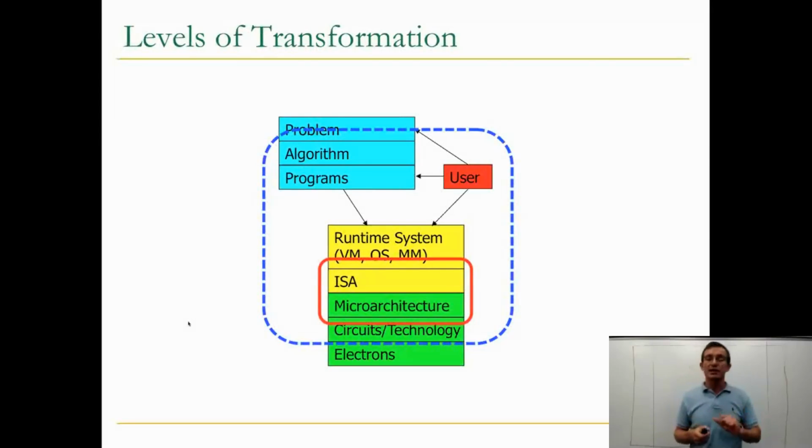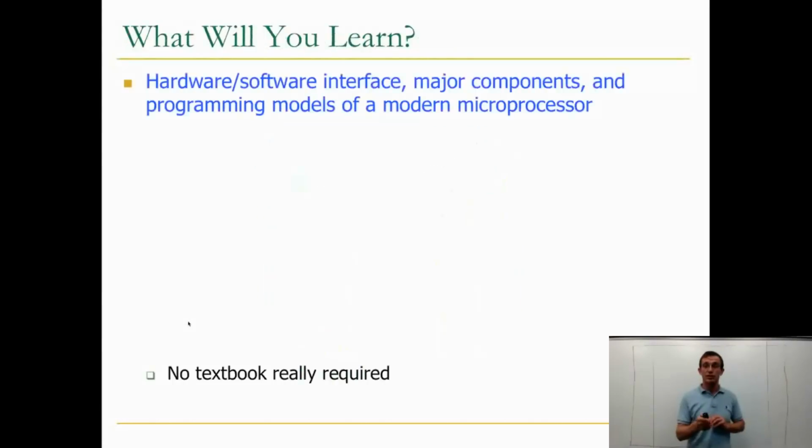And one of the lectures that I will strongly recommend you to watch as background material, the first lecture of 18-447, the undergraduate computer architecture course, delves into the hardware-software interface and why computer architecture is important for both software layers as well as underlying hardware layers. So you will see more of that in that lecture. I would strongly recommend you to watch it. Okay, that no textbook really required should not appear over there, but that's okay.